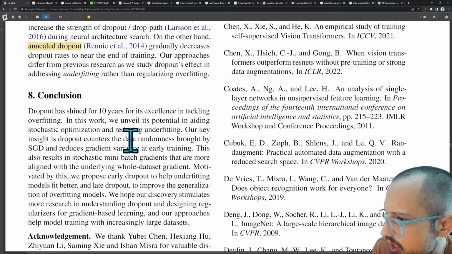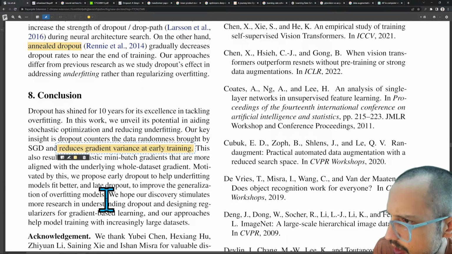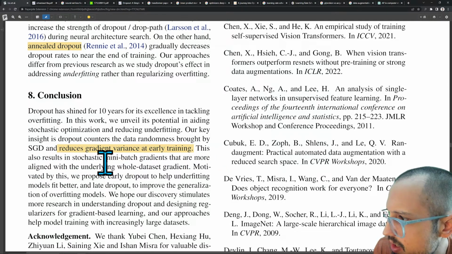Let's see the conclusion here. Dropout has shined for 10 years for its excellence in tackling overfitting. We unveil its potential in aiding stochastic optimization and reducing underfitting. Our key insight is dropout counters the data randomness brought by SGD and reduces gradient variance at early training. This also results in stochastic mini-batch gradients that are more aligned with the underlying whole dataset gradient.